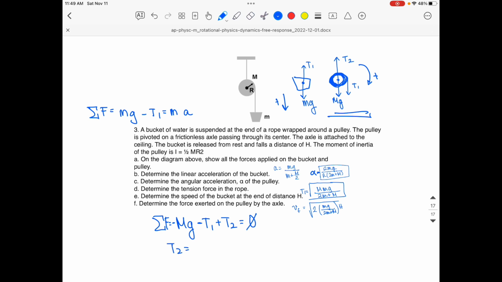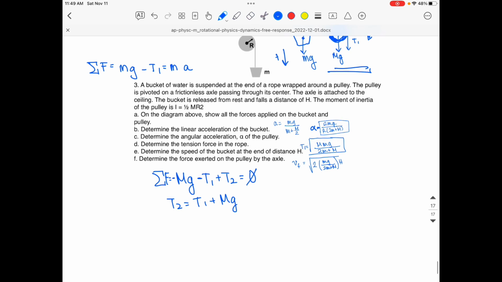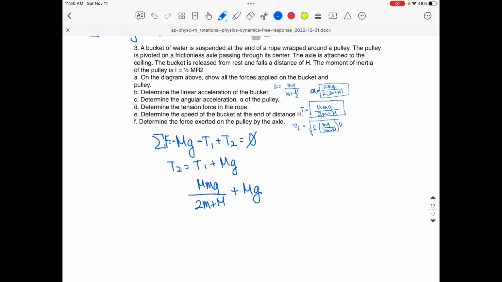T2 is equal to T1 plus Mg, and T1 we got as big M little mg all over 2m plus big M, and then add Mg to that. You can leave it like this, but if you want to get it into the same answer as the answer key, just factor out a big Mg. You get little m over 2m plus big M plus 1. And that would be your tension 2.